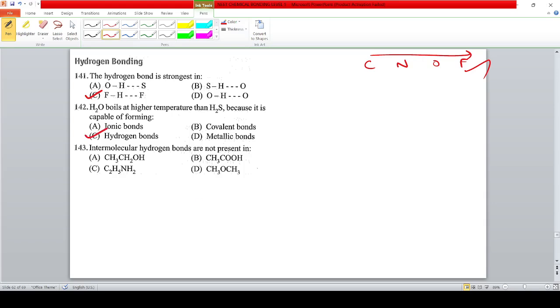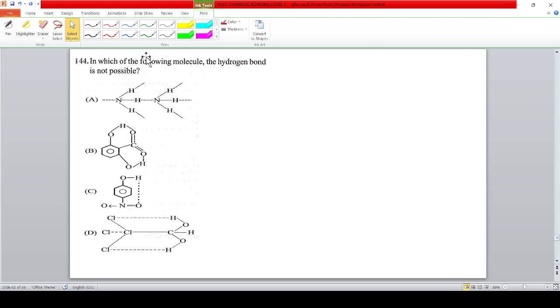Intermolecular hydrogen bonds are not present in ethers, whereas they are present in alcohols, in carboxylic acids, and in amines also. They are not present in ethers. Ethers are not readily forming hydrogen bonds with each other.